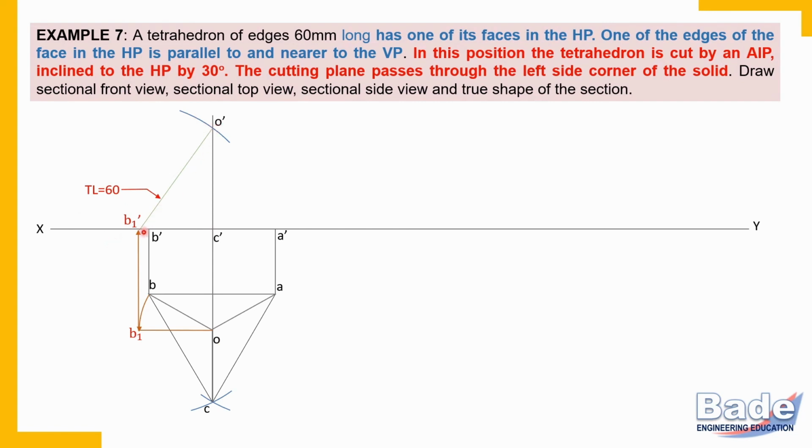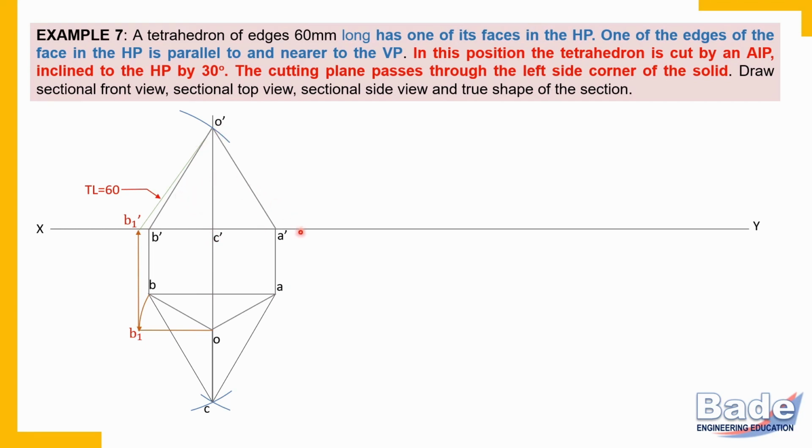Of course, don't make O dash B1 dash dark. It is not an edge, it's simply construction work. The edge in the front view is O dash B dash and not O dash B1 dash. So join the apex with all base corners and you'll get three face edges in the front view. So O dash A dash, O dash B dash and O dash C dash. These are the three face edges in the front view.